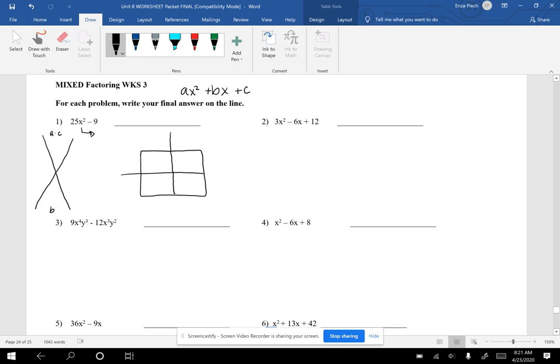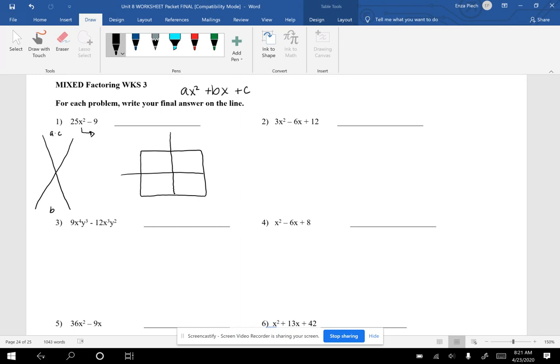We are in the blue Unit 8 homework packet on page 24. I'm going through the odd numbers with you, and you're responsible to complete the evens on this page. So let's take a look at number 1. Number 1, we have 25x squared minus 9. We are missing one of our values.